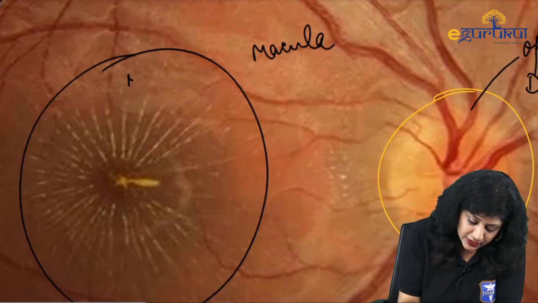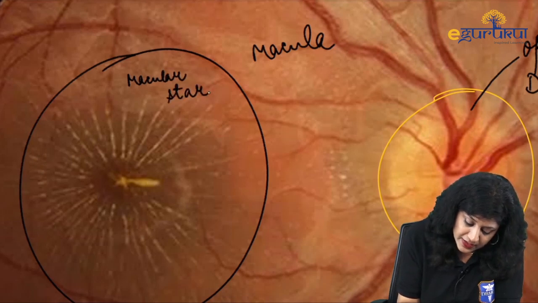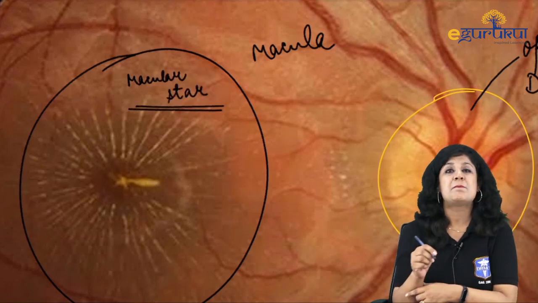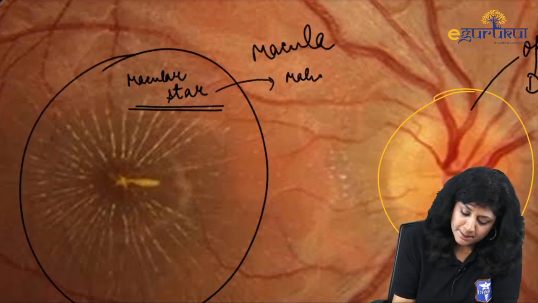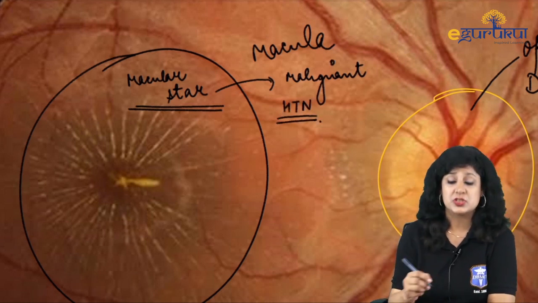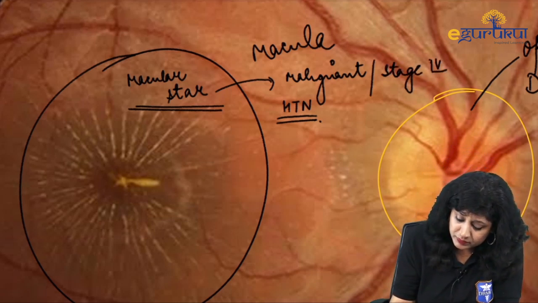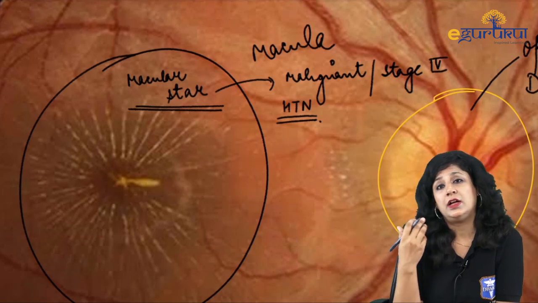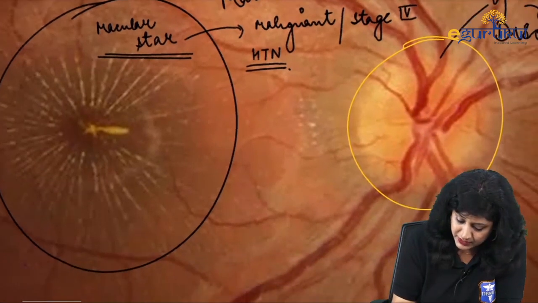This is actually called as macular star. This is called as a macular star, and this macular star again can be a feature of malignant hypertension, which is called as stage 4 hypertension. Why do we have this macular star in stage 4 hypertension or malignant hypertension?